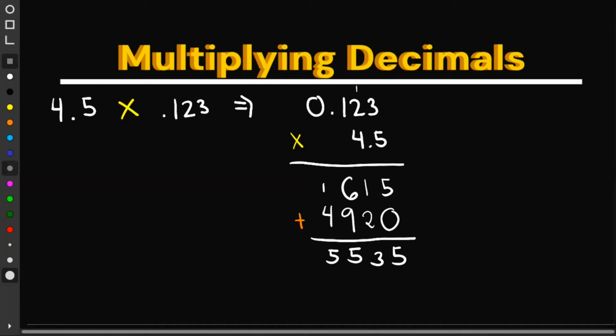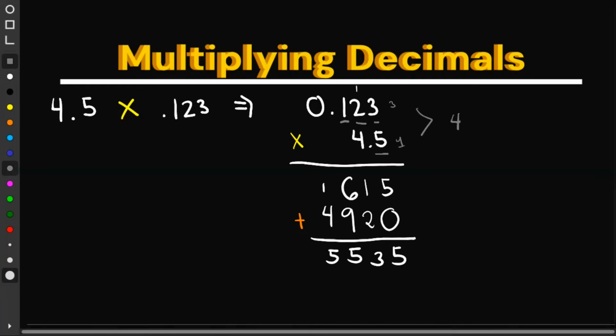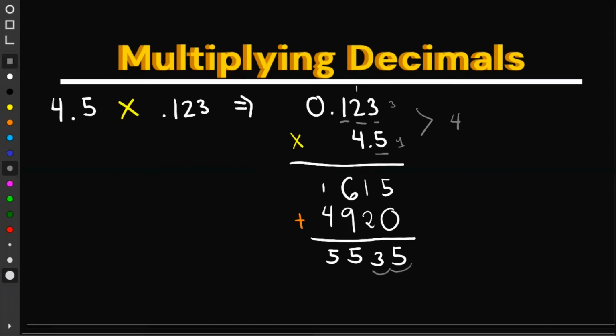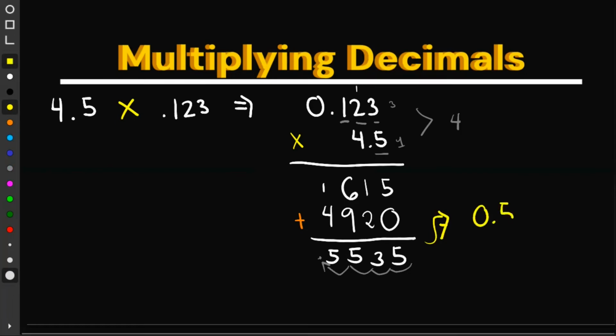Then for the decimal places, for this one we have 1, 2, and 3. This one is 1. Adding them gives us a total of 4 decimal places. So we move 1, 2, 3, and 4. So it's going to be over here. So our final answer would be 0.5535.